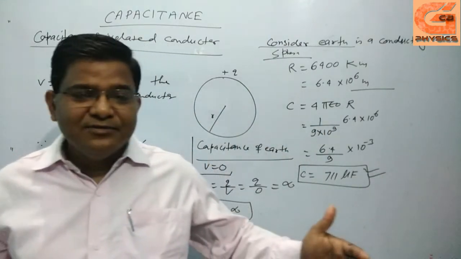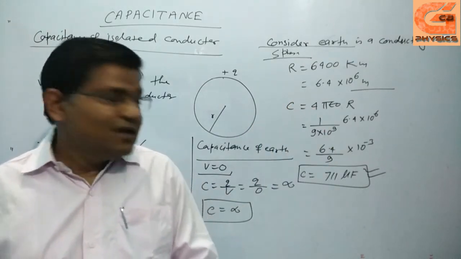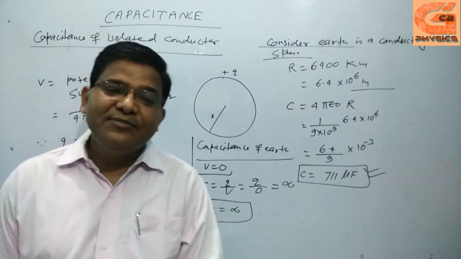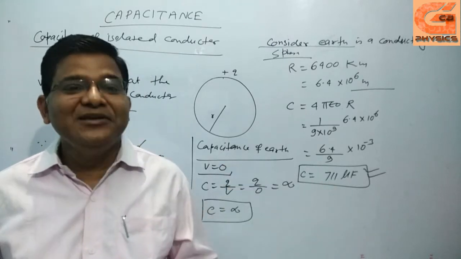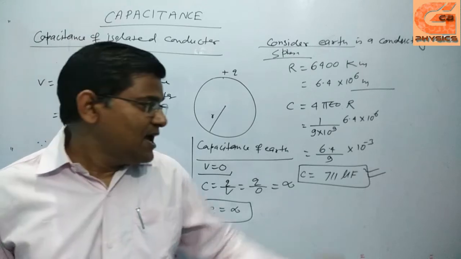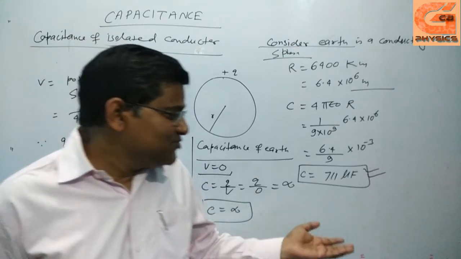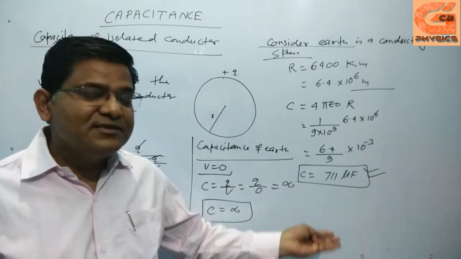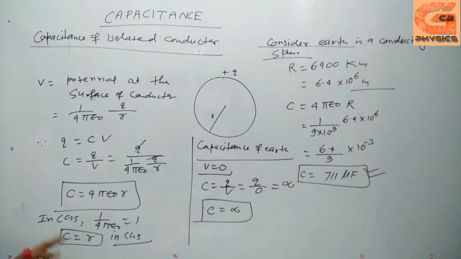A sphere whose size is like the Earth has a capacitance of only 711 microfarad, and this is a very, very small capacitance. Suppose that we need 711 microfarad capacitance, then where is it used? Nothing. Here one more thing is also important.